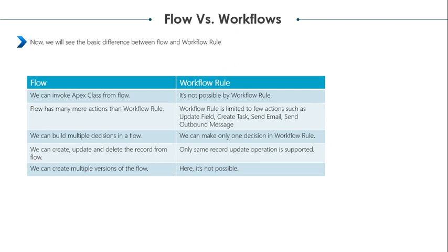We can build multiple decisions in a flow. So basically in flow, you can define multiple if-else condition blocks. But in workflow rule, you can make only one decision. In flow, you can create, update and delete the record. In the workflow rule, only the same record update operation is supported. So by workflow rule, you cannot create or delete the record.